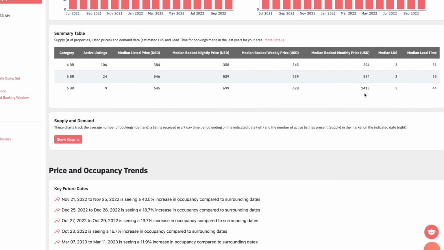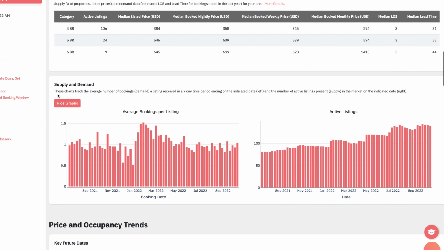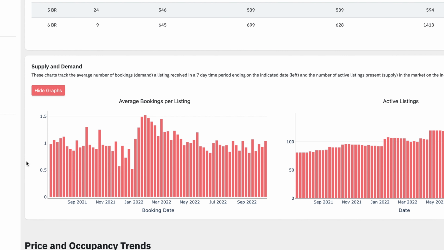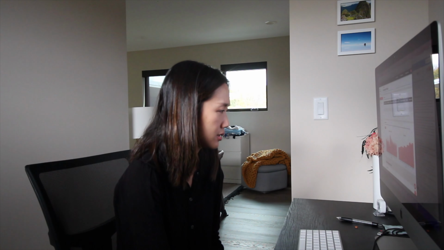All right, supply and demand. I don't know why they always make you click on expanding the graphs. So let's see. These charts have the average number of bookings, and each little bar is a 7-day period. From what I can tell, average bookings have stayed kind of consistent, like about 1 booking, because this gray line is 1, right? It stayed fairly consistent, which tells me that even though there is more supply, there is enough demand to meet that supply, which is reassuring to some extent.